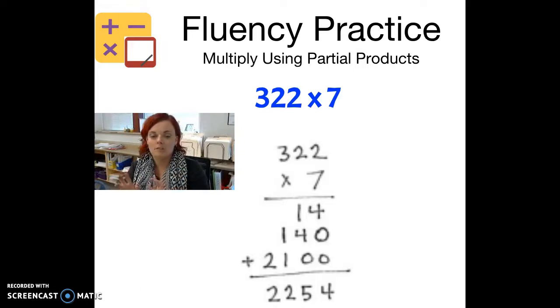It's interesting that many of them will actually choose to use partial products instead of the standard algorithm. And either model later on will be okay.